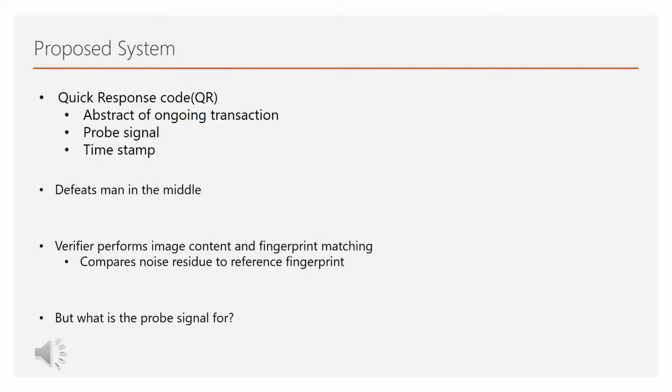The abstract defeats the man-in-the-middle attack because the user can verify what the transaction is, and that will thwart any man-in-the-middle attack. The verifier is able to perform image content and fingerprint matching. They do this by comparing the noise residue to the reference fingerprint that the user first uploaded during the registration phase. But what is the probe signal for?